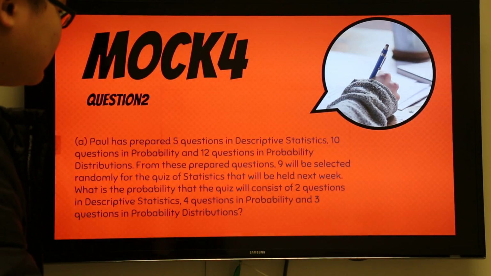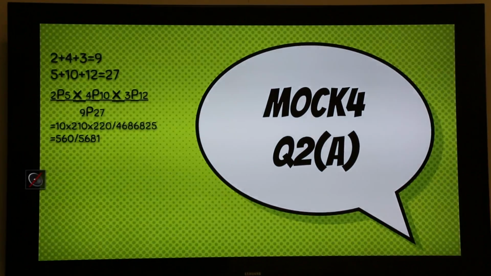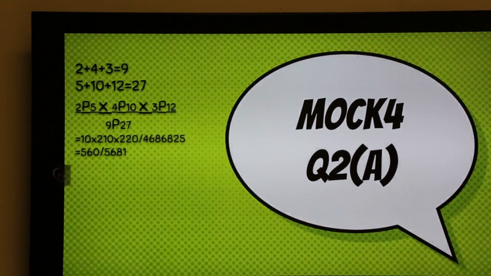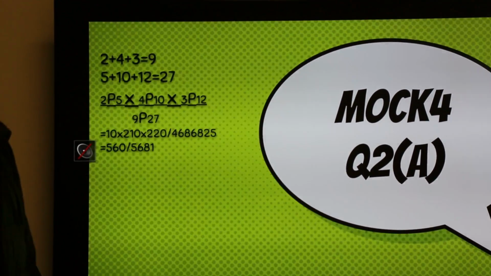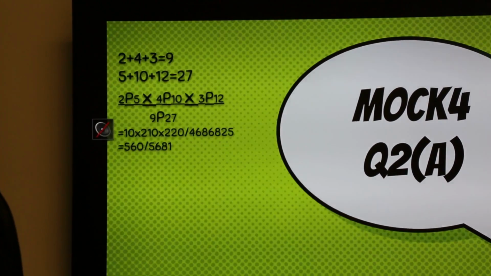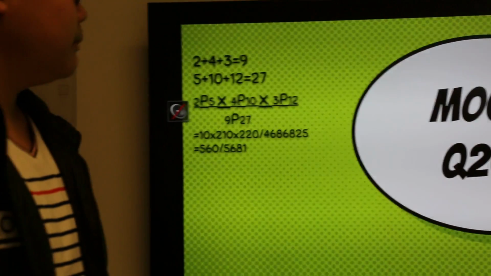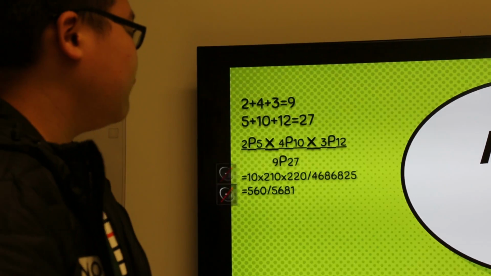First, we add the required questions: 2 plus 4 plus 3 is 9, and it's the same as the required 9 questions for the quiz next week. If it's not equal, it may be a little more difficult. And the total number of questions Paul has prepared is 5 plus 10 plus 12 is 27.